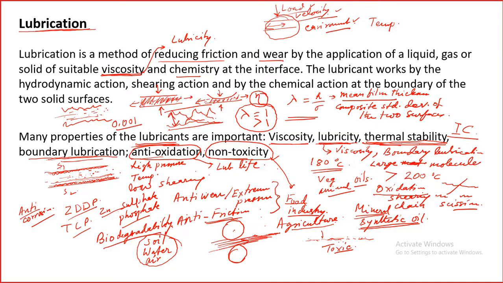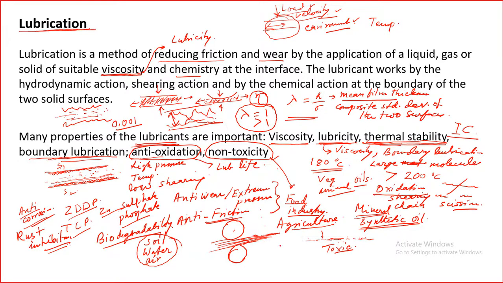So other additives are anti-corrosion, which is also called anti-rust or rust inhibitors. These rust inhibitors are very, very toxic materials. They can be arsenic or some other kinds of toxic material.